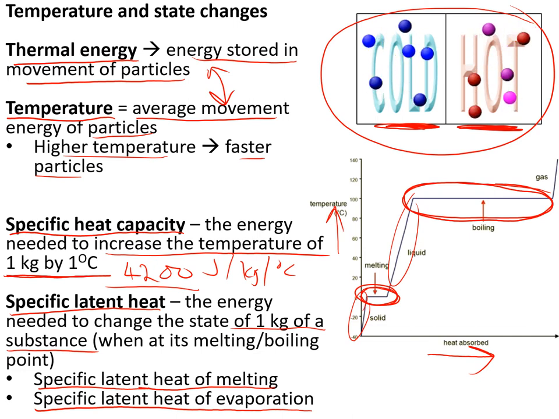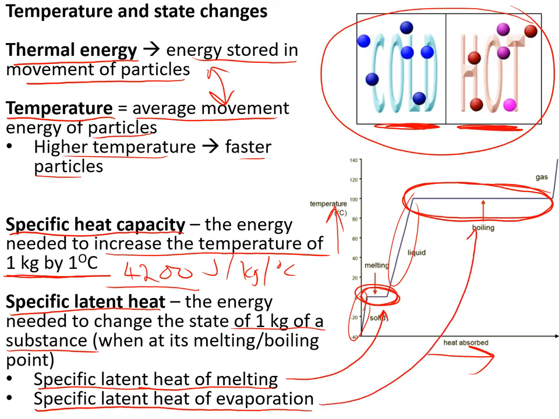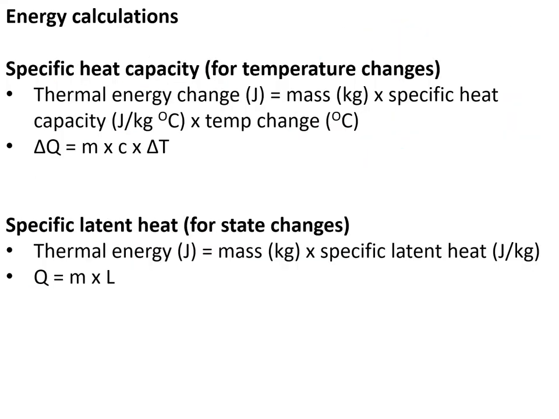You'll notice that the value, or the flat section for melting, is much smaller than the flat section for boiling. And that's because it takes a lot less energy to separate the particles partly to make a liquid than it does to separate them fully to make a gas. Now, in terms of calculations, we do need to use the specific heat capacity and specific latent heat to calculate some energy changes. So with specific heat capacity, remember that is the energy required to heat 1 kilogram of a substance by 1 degree Celsius.